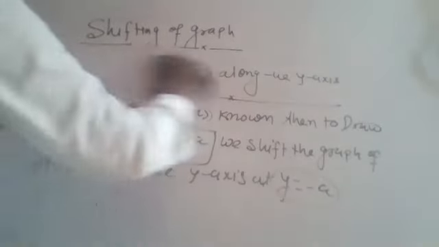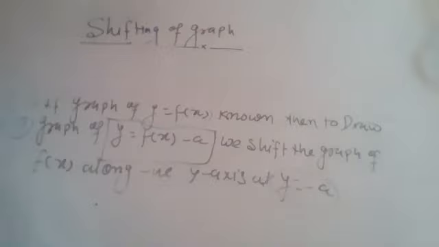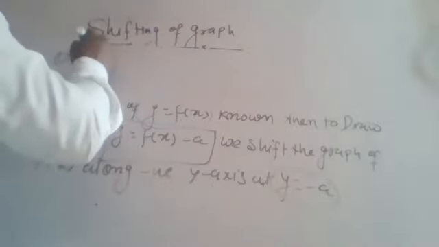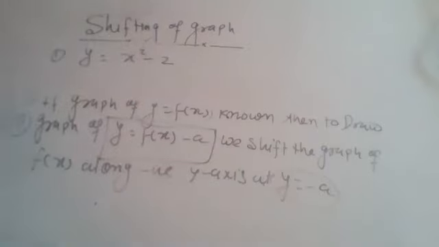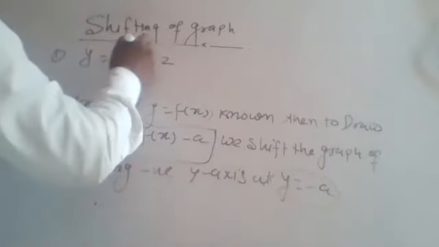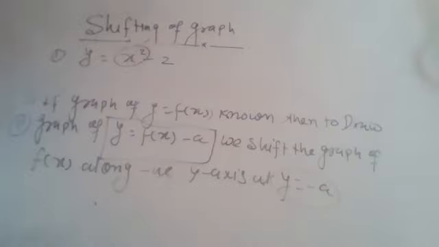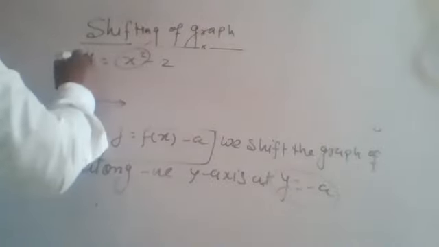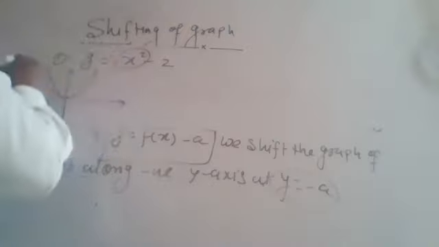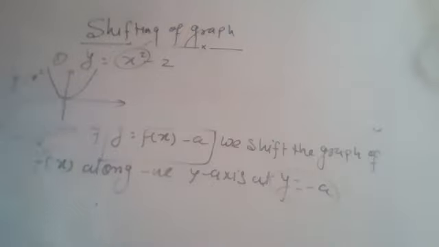And let us see an example based on it. First example, y equals x square minus 2. Now this constant is going to be subtracted from x square, which is the basic one. So first of all, we have to draw the graph of y equals x square, and we know very well that this is the graph of y equals x square.